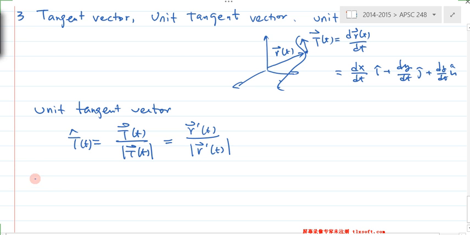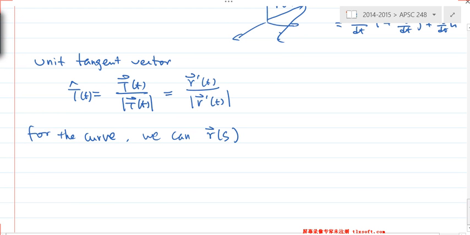So for the curve C, we can use the so-called r of s, where s is the arc length, to represent the curve C.